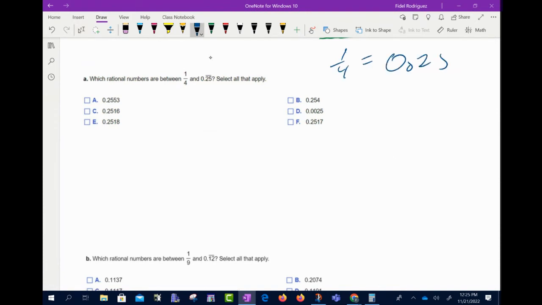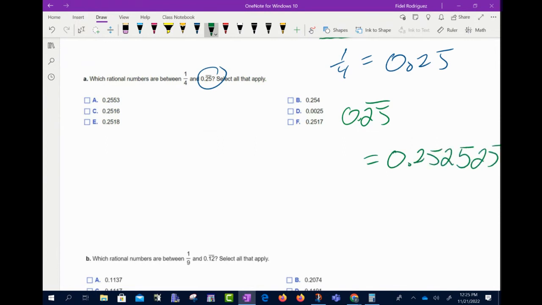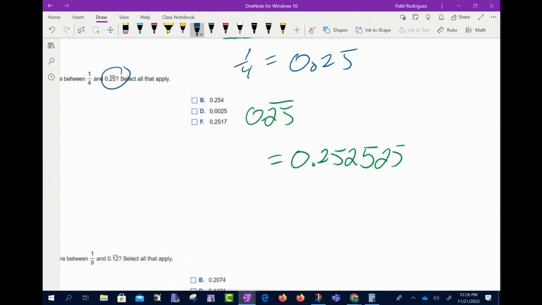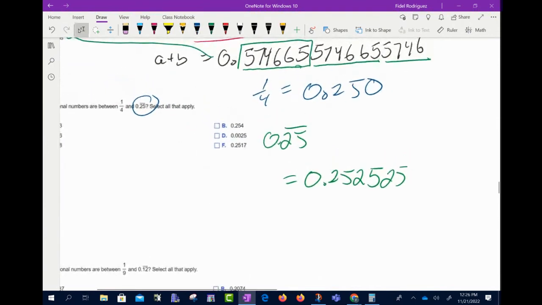1/4 is 0.25. And then the 0.25 with the bar means that I'm looking at 0.25, 25, 25, right? Now, y'all, what I'm going to do here, I know that the number after that 5 is a 0. If there's nothing there, it's understood to be a 0, okay?